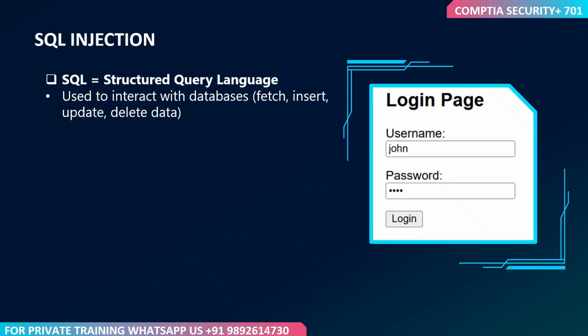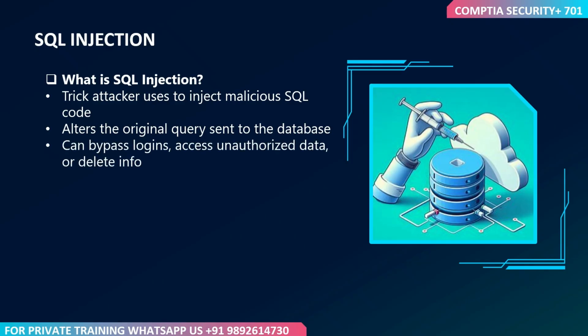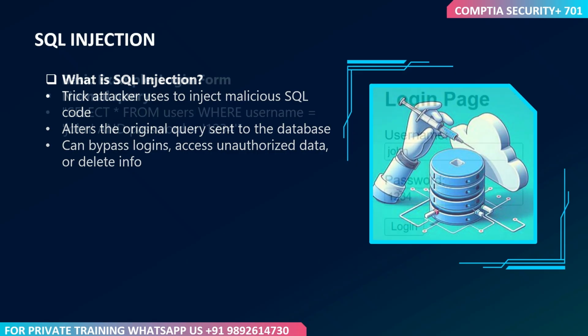But here's where things get tricky. SQL injection is what happens when someone manages to sneak in their own instructions into one of those questions or queries and completely change what the website was supposed to ask. Instead of just checking your password, the database might get confused and end up doing something completely different. And this might include showing private information, allowing access without a password, and even deleting all the data.